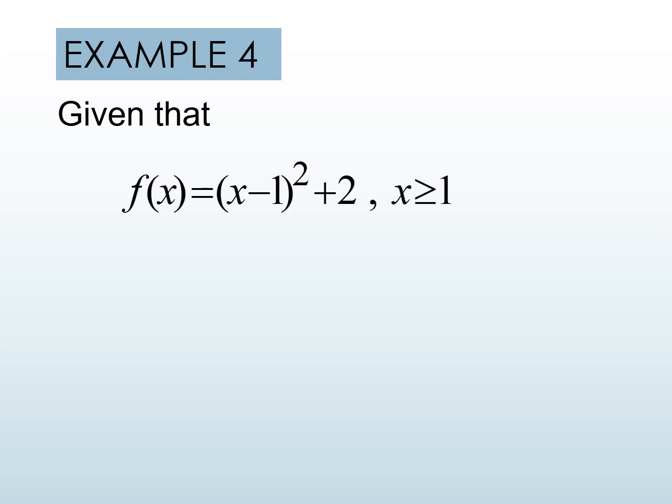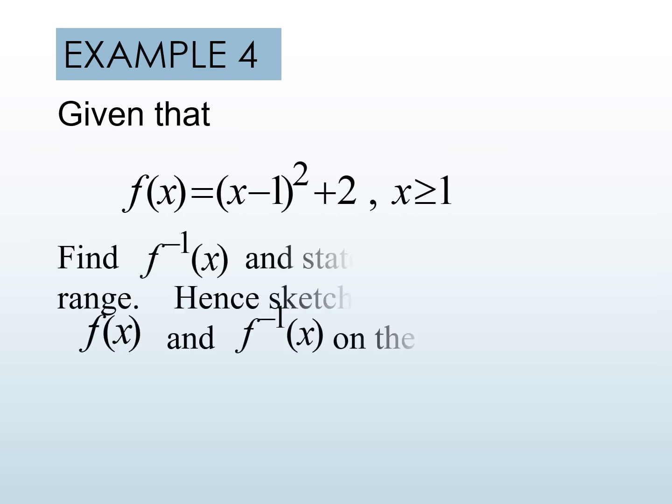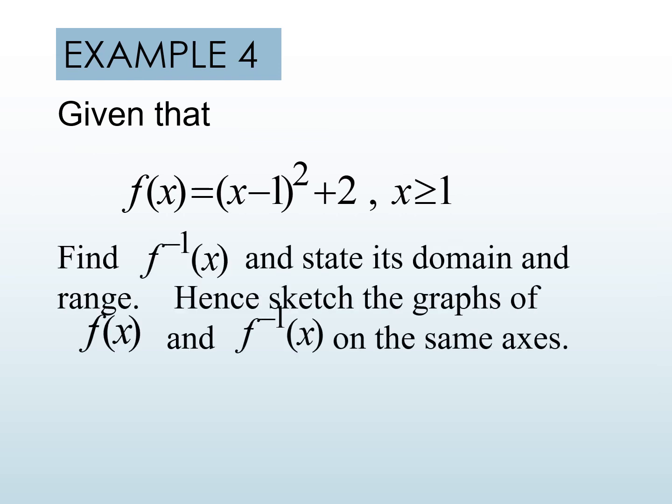Let's look at example 4. The question asks to find, given that f(x) equals (x minus 1) squared plus 2 for x more than or equal to 1. For x more than or equal to 1 is the domain of f. So the domain of f is [1, infinity). Find f inverse and state its domain and range. Hence, sketch the graph of f(x) and f inverse on the same axis. Since f(x) is a quadratic, but the domain given is [1, infinity), you need to sketch the graph of f(x) following the domain given.